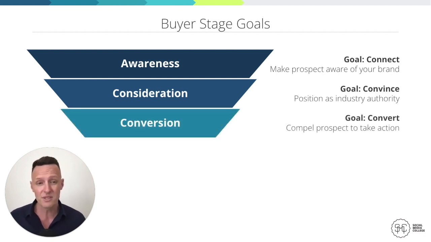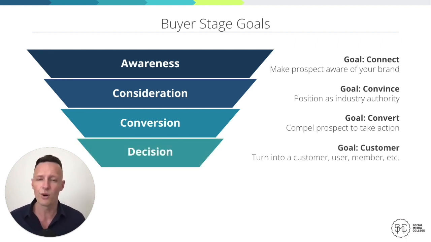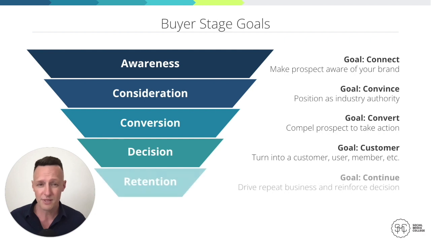At the conversion stage, our goal is to make people convert. We want to compel them to take some type of action towards becoming a paying customer. Then at the decision stage, the goal is to actually make them a customer or a user or a member or whatever it is that you are specifically trying to achieve. At the retention stage, our goal is to get them to continue. We want to drive repeat business or reinforce their purchasing decision.